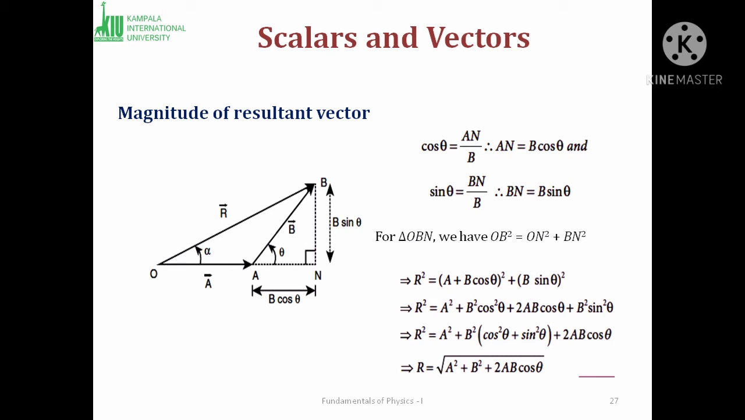And take the same triangle to find sin theta. Sin theta is equal to opposite side divided by hypotenuse. So here the opposite side is BN divided by hypotenuse. The value of hypotenuse is B. So BN divided by B. From this, BN is equal to B sin theta. Now we know this value BN, that is B sin theta. Now we take this triangle BON. This angle is alpha.